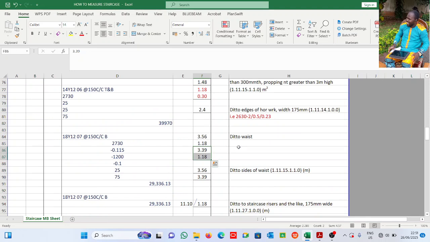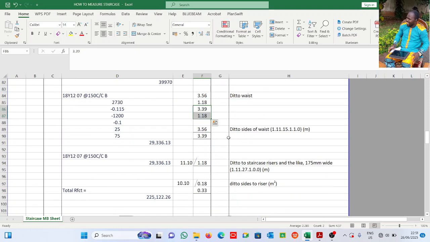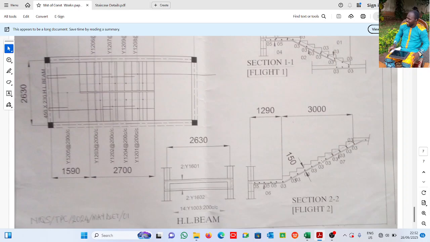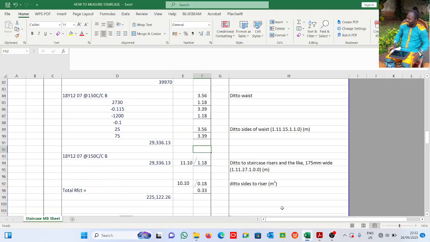Alright. Now, the same thing to the sides of the waist. This side here is your waist. I need to cover the side with formwork. That's what I mean by side. And of course, one at this point here, one for this one, one for this one. So that is why you're seeing it like that. This is 3.56, which is the longer one, and 3.39, which is the shorter one.